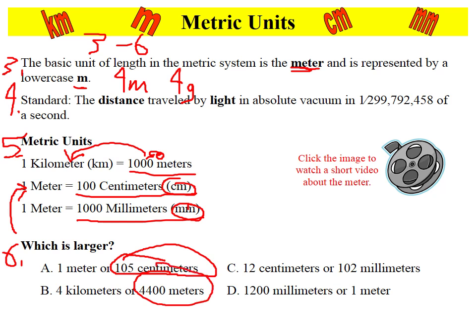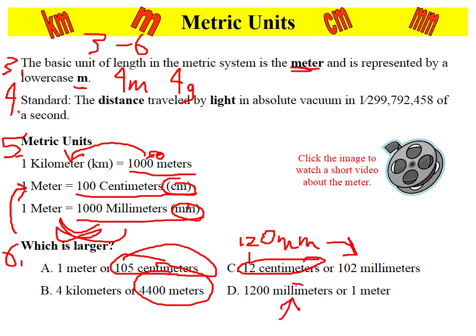Between 12 centimeters and 102 millimeters, there are 10 millimeters in every centimeter. And so if you multiply this one by 10, you'll get 120 millimeters, which, as you can see, is bigger than that one. So this one's going to be 12 centimeters. And for this last one, D, there are 1,000 millimeters in every meter. So if we go back to this one, it is going to be slightly bigger than a meter, okay?